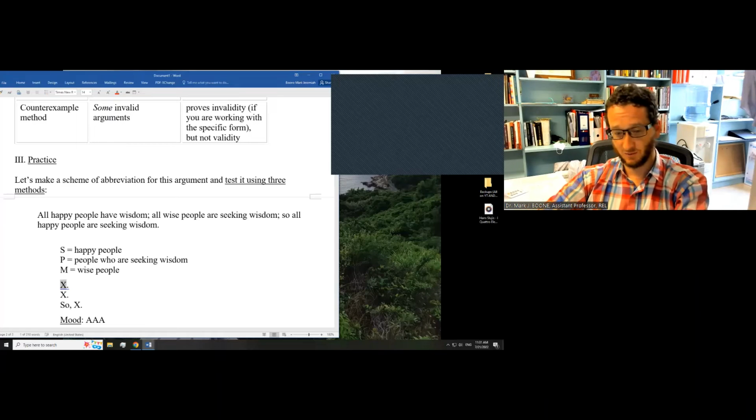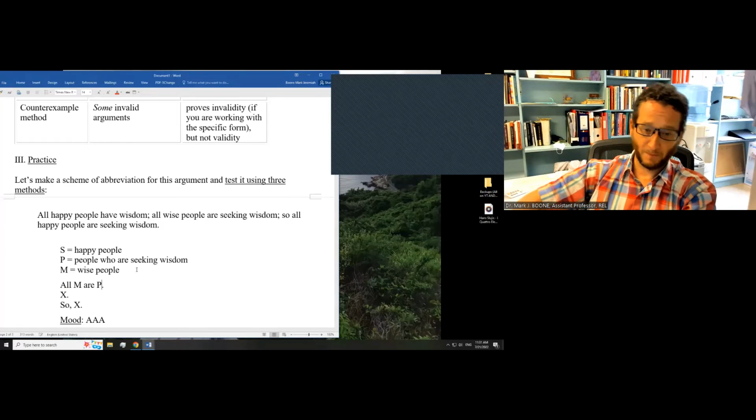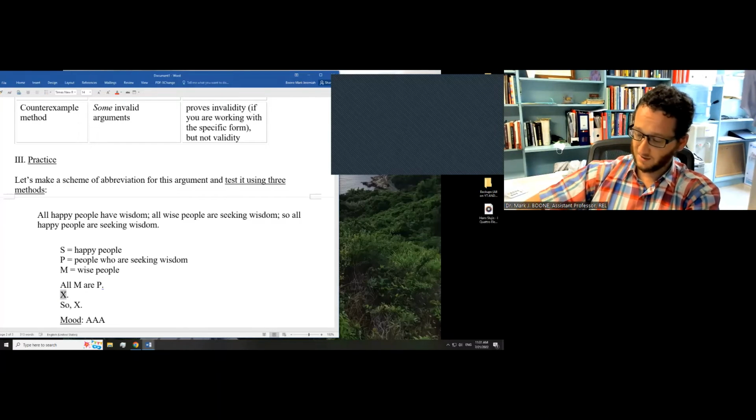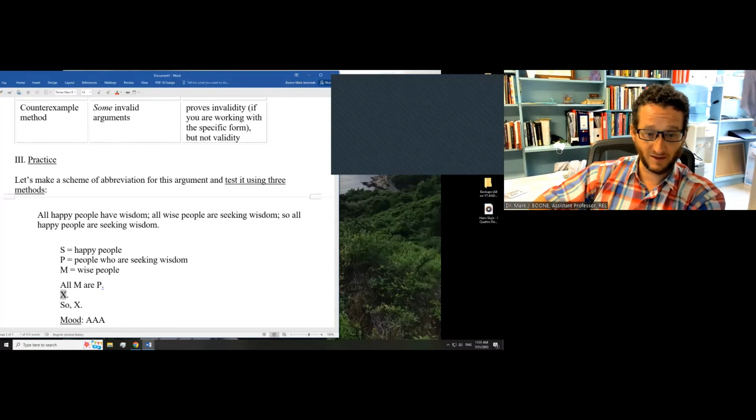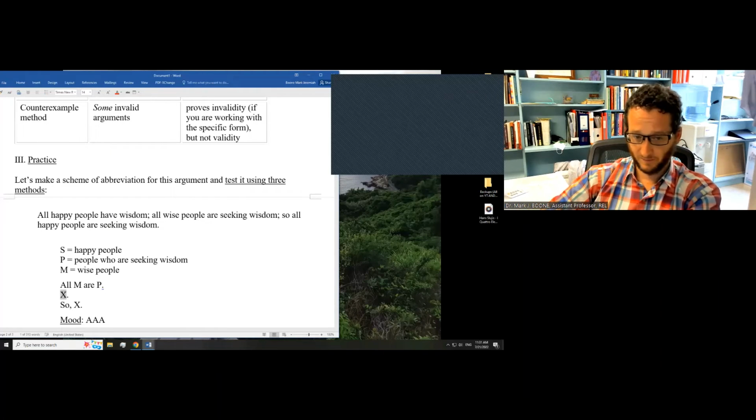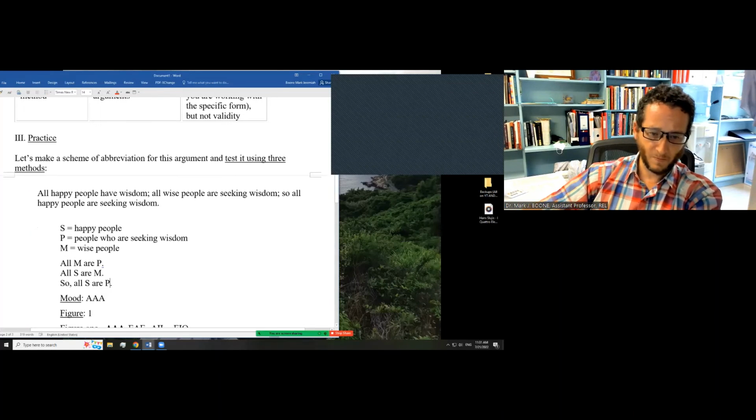That premise is: all wise people are seeking wisdom, all M are P. The next premise, the premise to write second, is the minor premise, being the one with the minor term and the middle term, and that would be: all happy people are wise people, all S are M. The conclusion is all S are P, all happy people are people who are seeking wisdom.